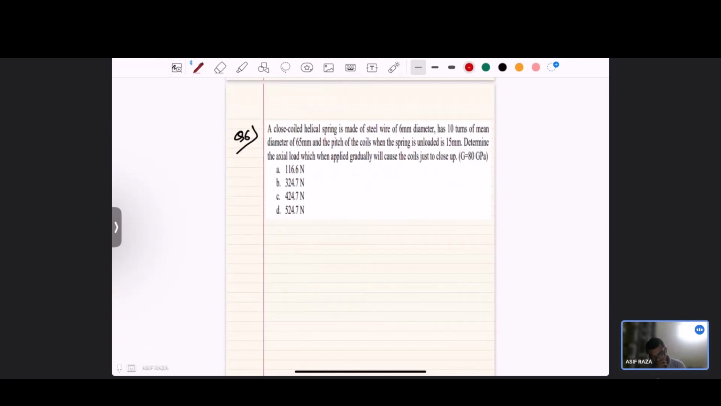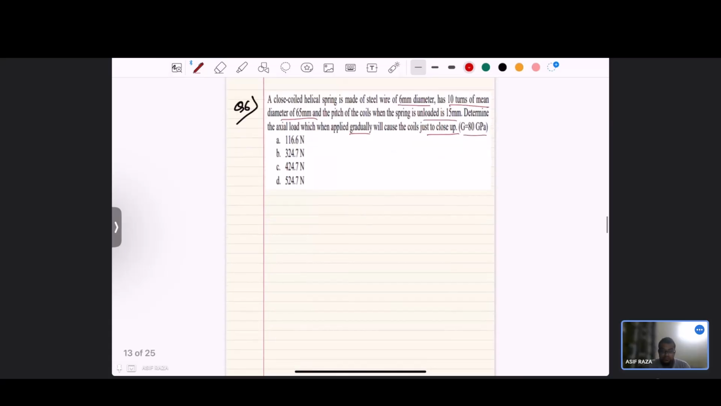Question is, a closed coiled helical spring is made of steel wire of 6 mm diameter, has 10 turns of mean diameter of 65 mm, and the pitch of the coil when the spring is unloaded is 15 mm. Determine the axial load when applied gradually will cause the coils just to close up. Okay, it will touch altogether, right? And G is equal to 80 gigapascal.